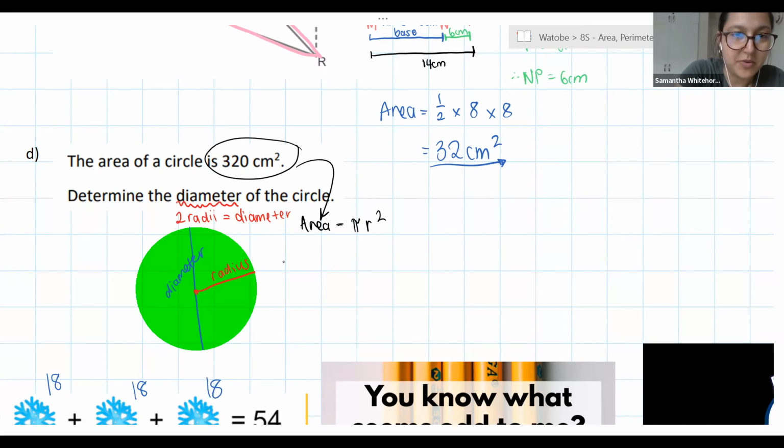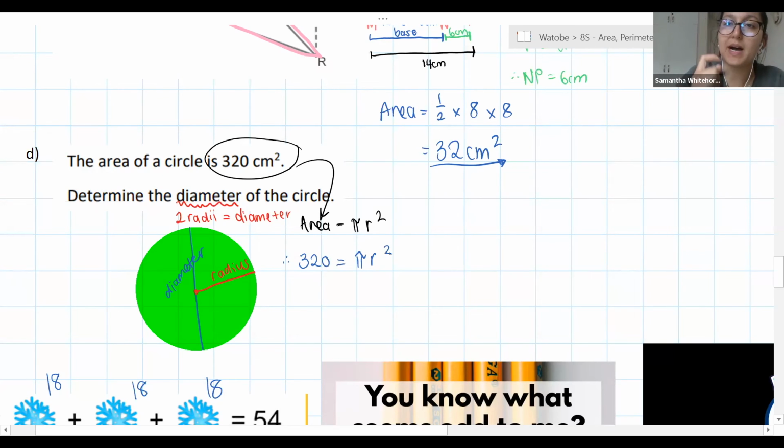I feel like this has stumped everyone. Okay, guys, let's have a see. Okay, Lufuna was pretty close, but let's check. So area is pi r squared, and we're going to substitute in what we know. We know the area is 320. We don't know r, which is fine. We can solve for r.